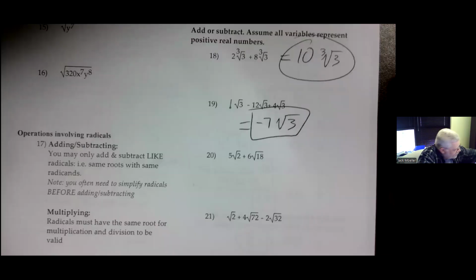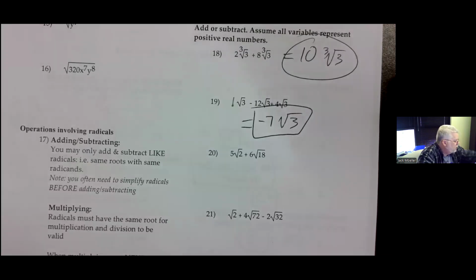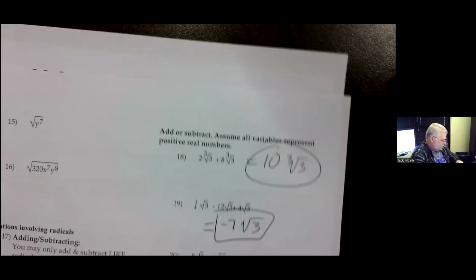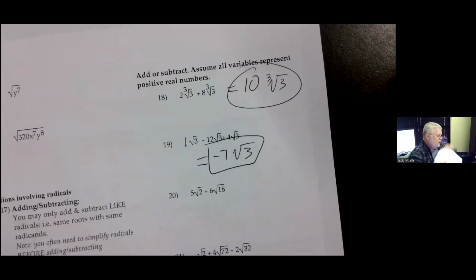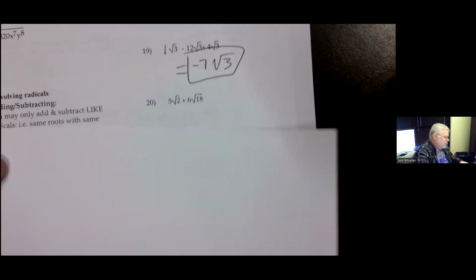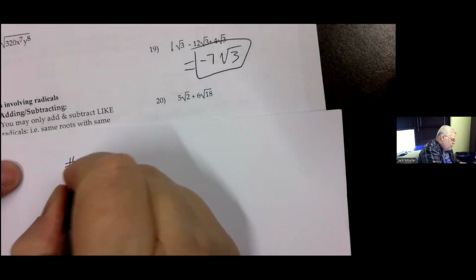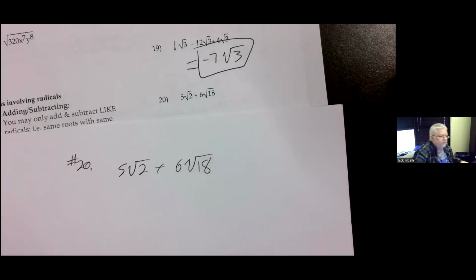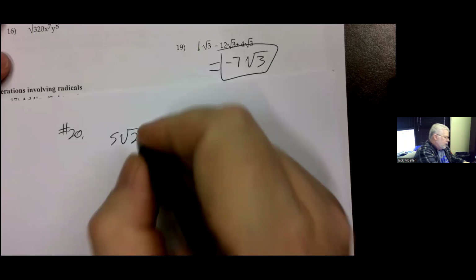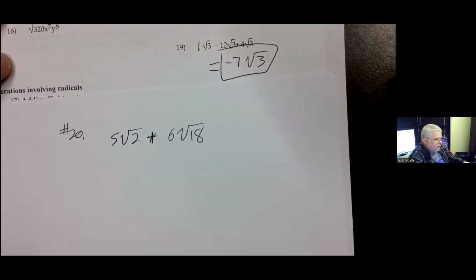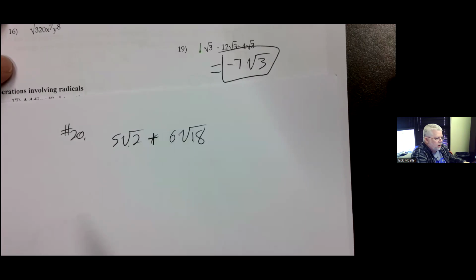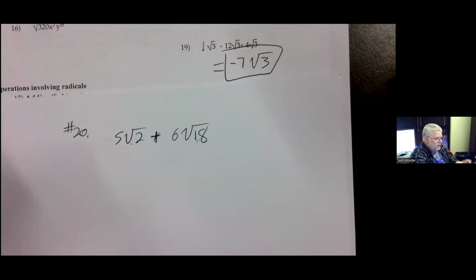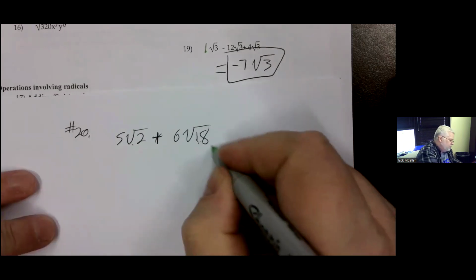So what we're going to do is if you get a problem like number 20, where's my scrap? Okay, so number 20 is 5 square root of 2 plus 6 square root of 18. Okay, so when you're looking at that, we're trying to add them. Hopefully the first thing that kind of pops in your brain is those are unlike radicals because they have different numbers on the inside, so we can't add them. Okay, that's a good first step. But the question is, can we simplify this?